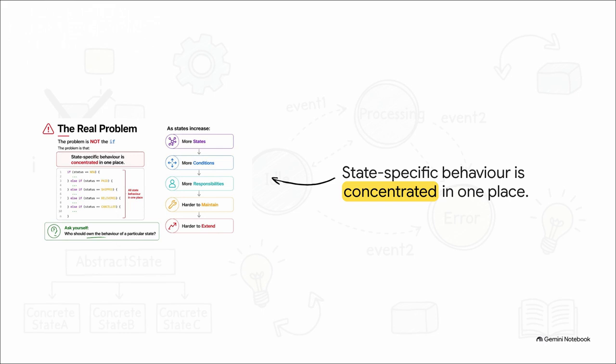As you add more states, you inevitably pile on more conditions. That means more and more responsibilities are crammed into one extremely fragile file, making it incredibly hard to maintain. You literally have to look at this code and ask, wait, who should actually own this behavior?